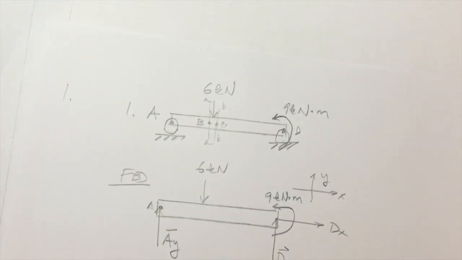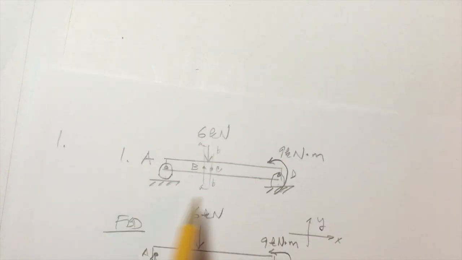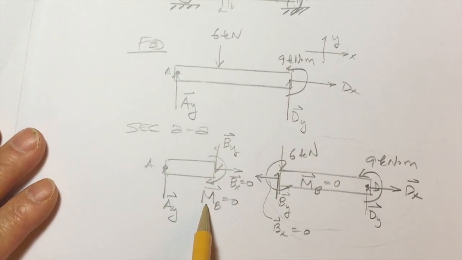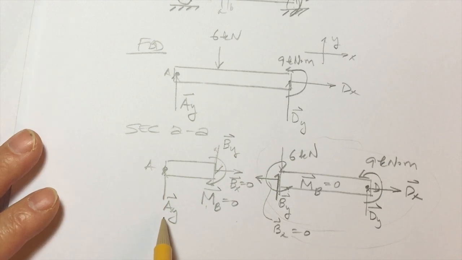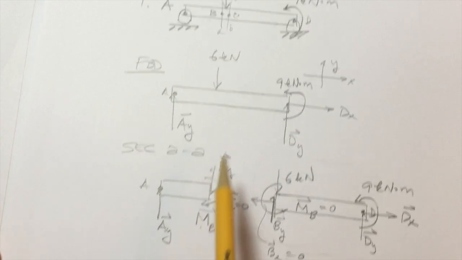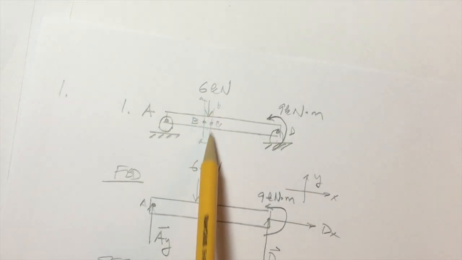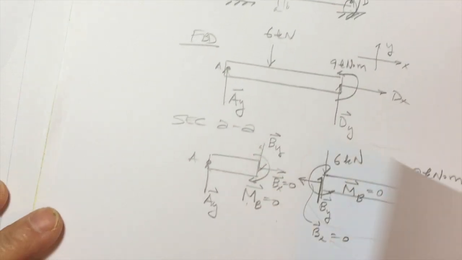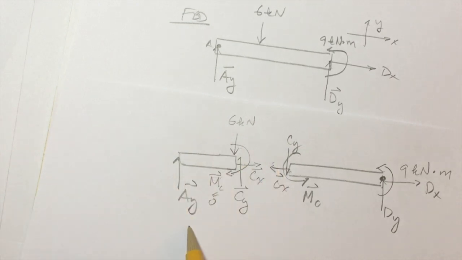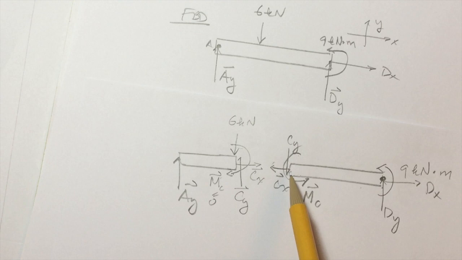So as you can see, for a given member, if I had wanted to know the internal loading at point B, I section it at B, draw the free body diagram, and apply the equations of equilibrium. If I had wanted to know the loading at C, that's where I would section it, and then I would get this scenario where, again, I apply the equations of equilibrium on this member or even on this member, and we should be able to determine the internal loading at that section.